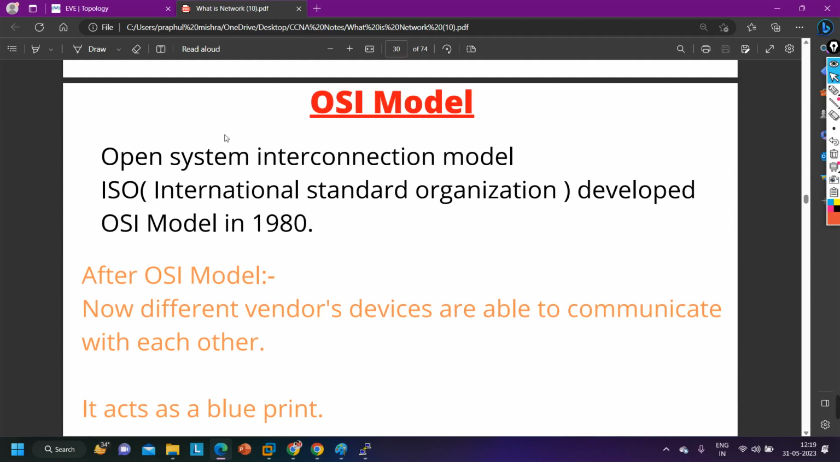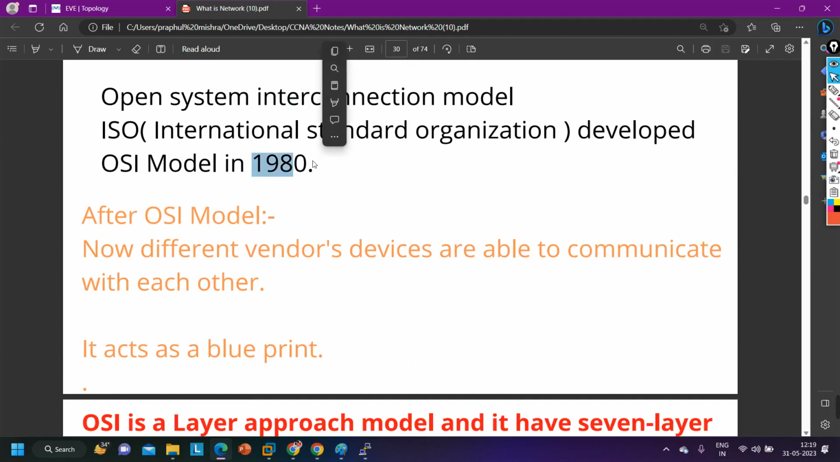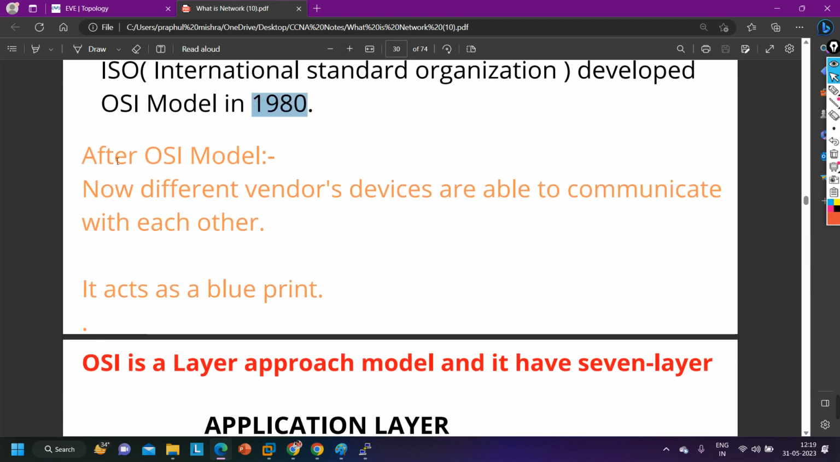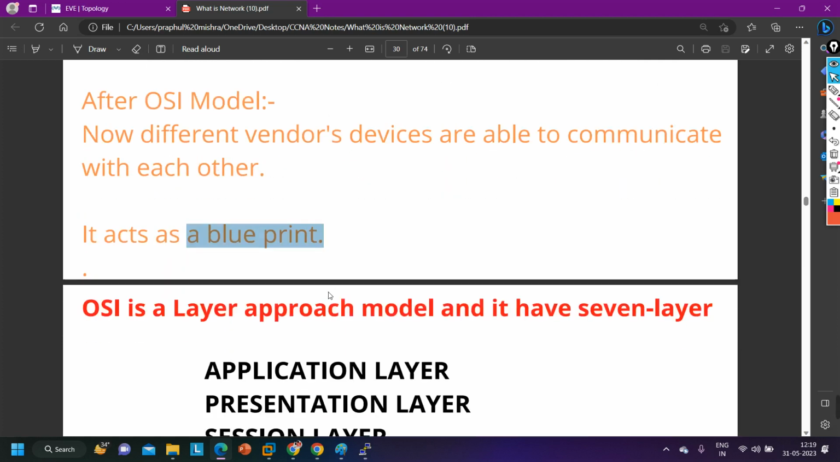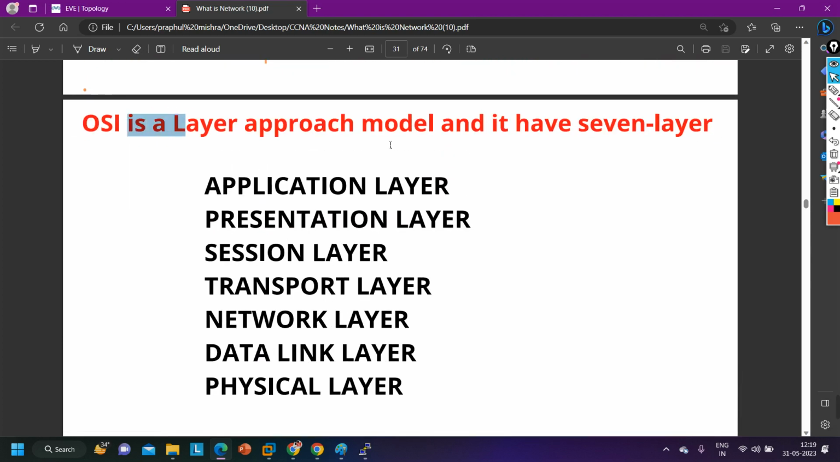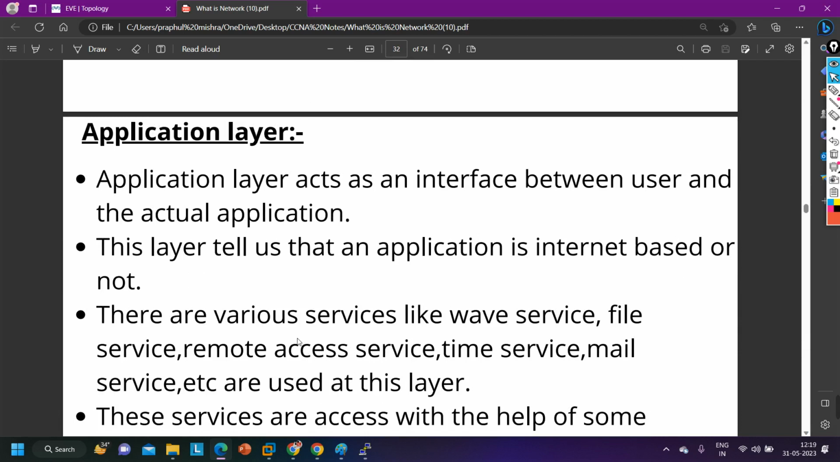OSI model. OSI stands for Open System Interconnection. You don't need to learn the history of anything. After the OSI model, different vendor devices are able to communicate with each other. It acts as a blueprint. These are the layers of the OSI model: application, presentation, session, transport, network, data link layer, and physical layer.